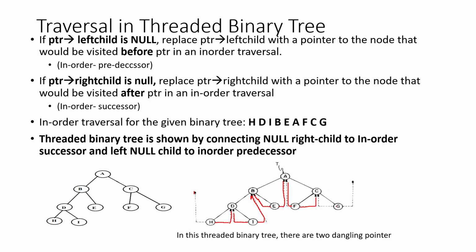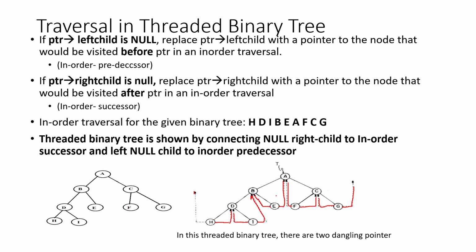G is also a leaf node, left to its predecessor. For G, C is the predecessor. So you have to connect it like this. On the right side, you have to connect to the successor. But here there is no node at all because it's the ultimate right node.